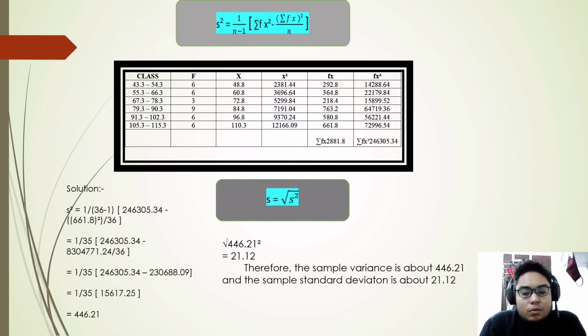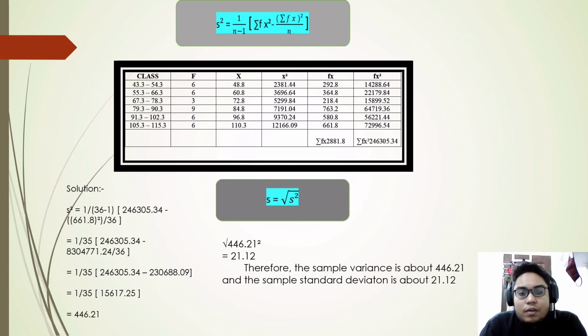Next, I would like to explain how to calculate the sample variance. The formula is S squared equals 1 divided by (n minus 1), in brackets, sum of fx squared minus (sum of fx) squared divided by n. First we have to find fx and fx squared. First we find x, which is upper boundary plus lower boundary divided by 2. So we get the answer, for example, 48.8.